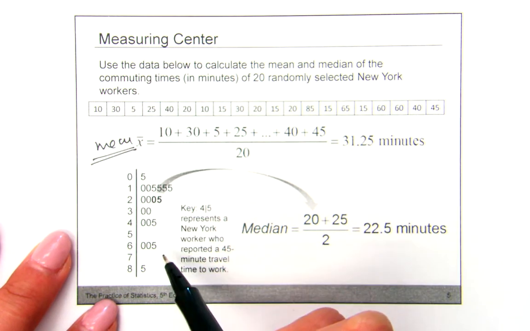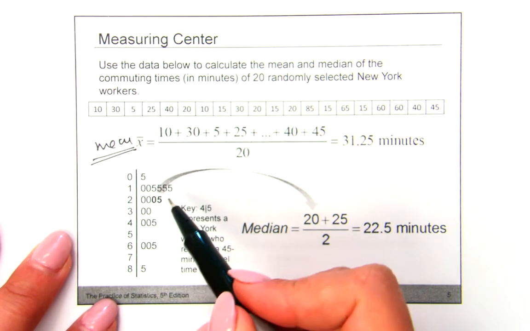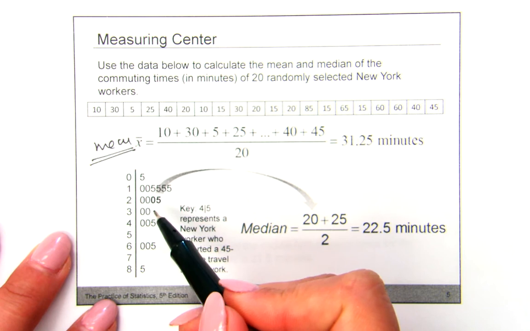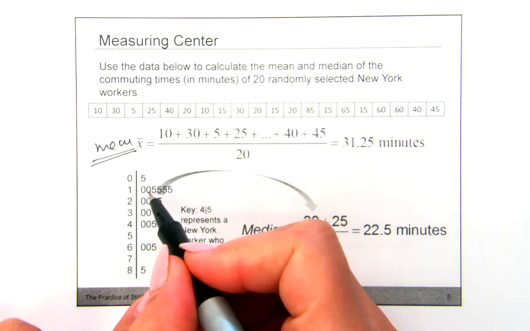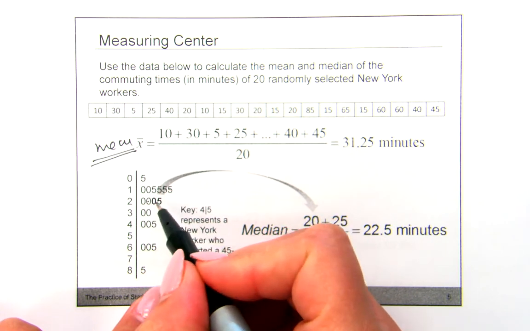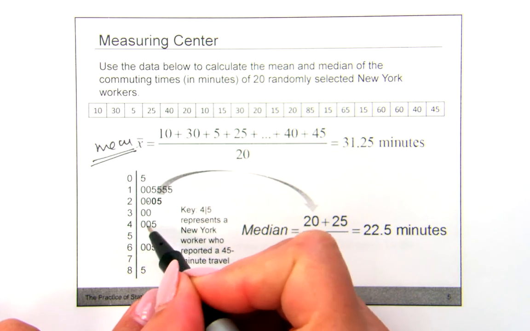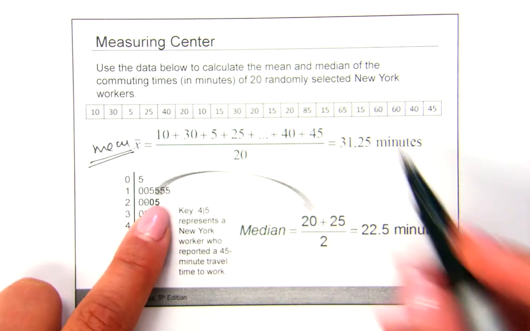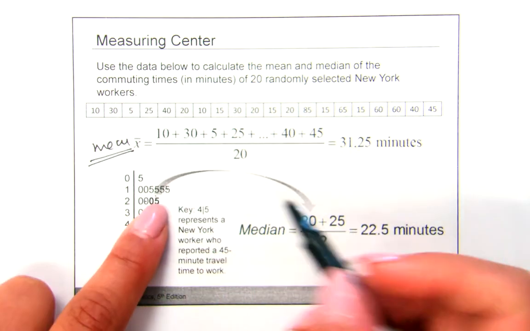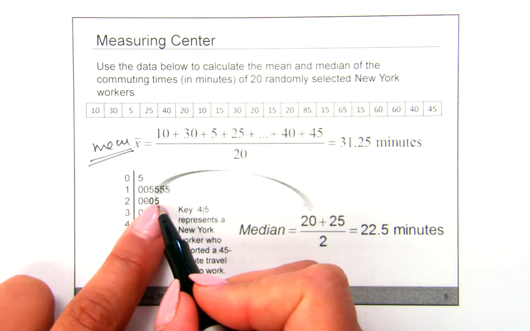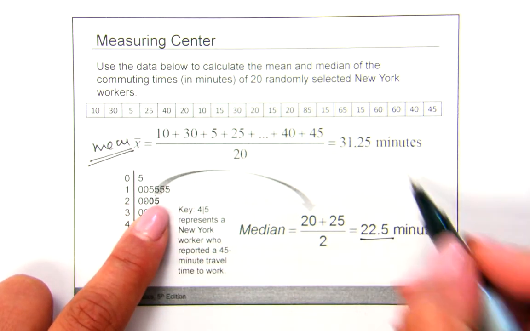Now your median is halfway in the middle. It has to be in order first. So what they decided to do was to put it in a stem plot and find the middle. We have 1, 2, 3, 4, 5, 6, 7, 8, 9, 10, and then 1, 2, 3, 4, 5, 6, 7, 8, 9, 10. Since you have 20 observation points, an even number, you've got to go in between: between 20 and 25. So 20 plus 25 divided by 2 is 22.5 minutes.